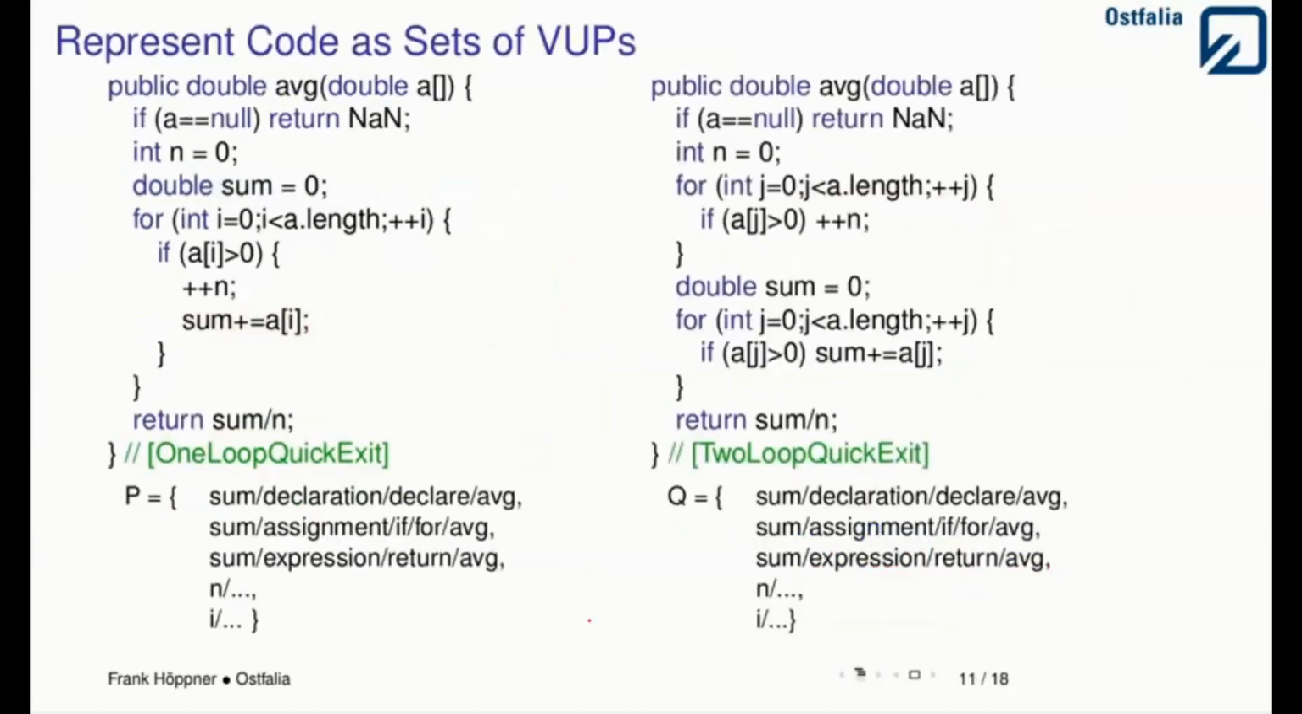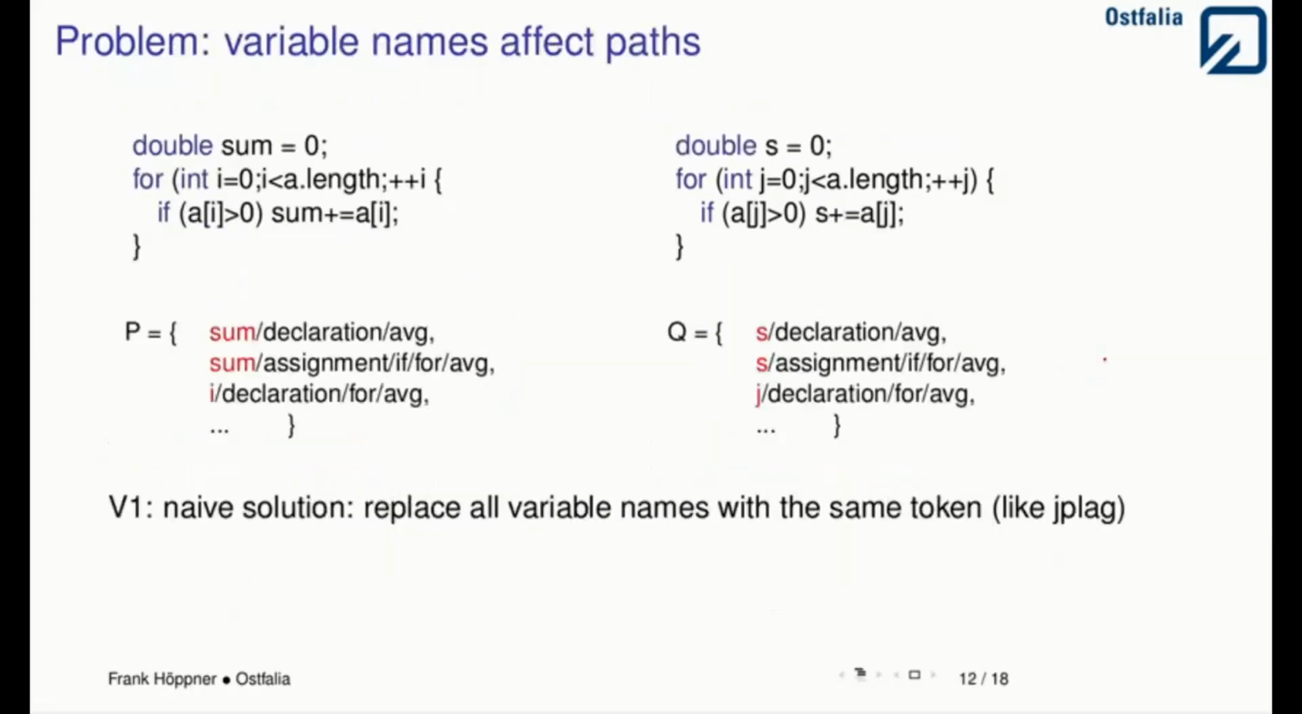So now when comparing the 2 codes that we have seen before, we turn the source code into VUP sets and can then apply standard set similarity measures to compare the code. This leads to 100% similarity for these 2 codes because we do not count the number of for loops, but only compare how the variables are embedded in instructions, which is identical for both codes. So this is the core idea of the proposal, but we need a few more extensions.